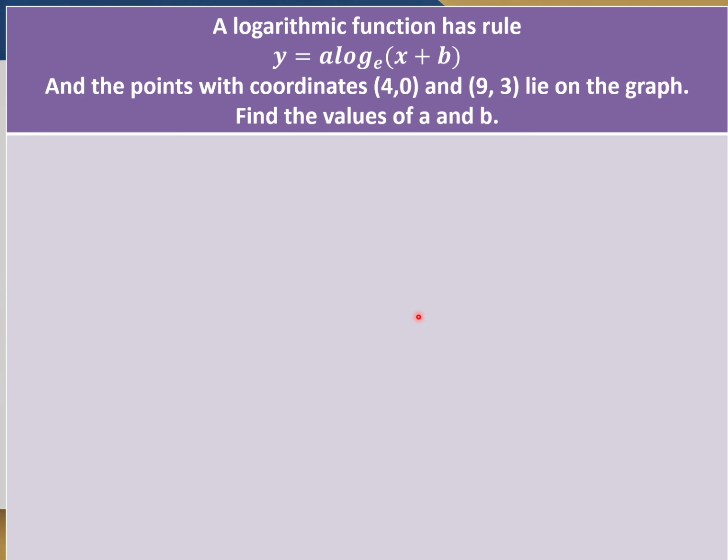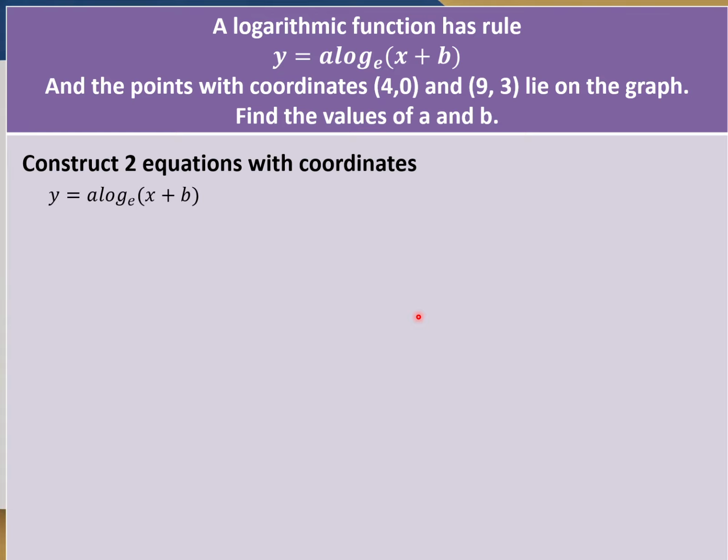Let's move on. A logarithmic function has a rule y equals a log base e x plus b, and again we're given 2 points. So it's the same process. We are just going to use those 2 points to construct two equations. So with our basic graph, I'm going to plug in y is 0 and x is 4, and I'll plug in y is 3 and x is 9. That's the first thing that we'll do. For the first one, because it is equal to 0, we're going to think of the equation of products. That means a times log e 4 plus b would equal 0.